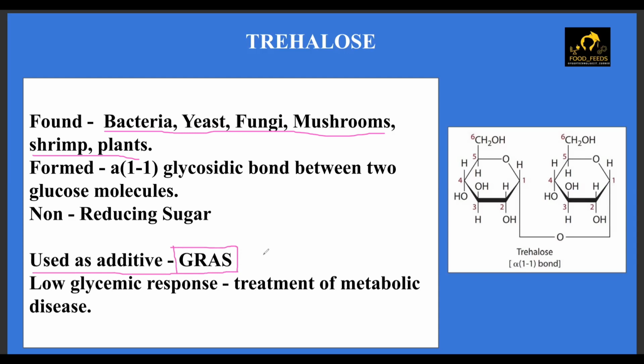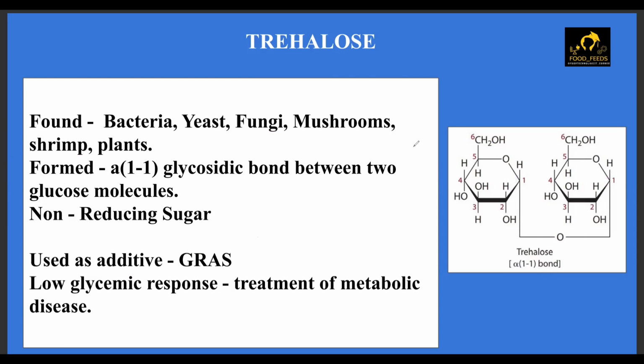Whenever we consume trehalose, it is digested slowly and releases a low glycemic response, which is why it is also used in the treatment of metabolic diseases. And here the bond is between carbon 1 of both sides, and hence it is an alpha 1,1 bond in trehalose. Hence it is a non-reducing sugar as well. As you can see in the image, there is no OH available for the reaction, and hence it is termed a non-reducing sugar.